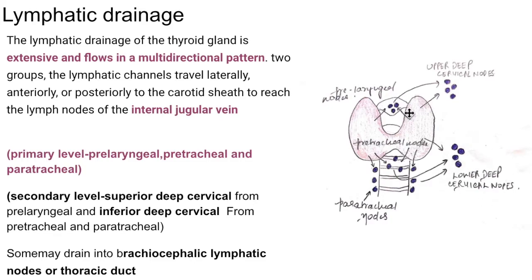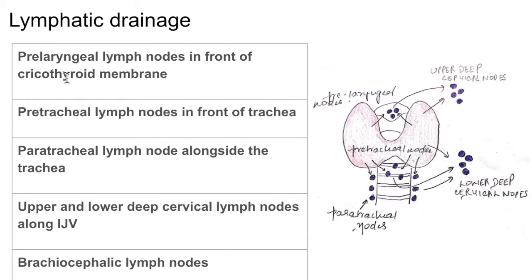Now the prelaryngeal nodes drain into the upper deep cervical nodes, and the pretracheal and paratracheal drain into the lower deep cervical. Now in this slide, I have summarized the lymphatic drainage as well, right? The prelaryngeal lymph nodes lie in front of the cricothyroid membrane and drain into the upper deep cervical. The pretracheal lie in front of the trachea, and the paratracheal lie alongside the trachea and drain into the lower deep cervical along the internal jugular vein.